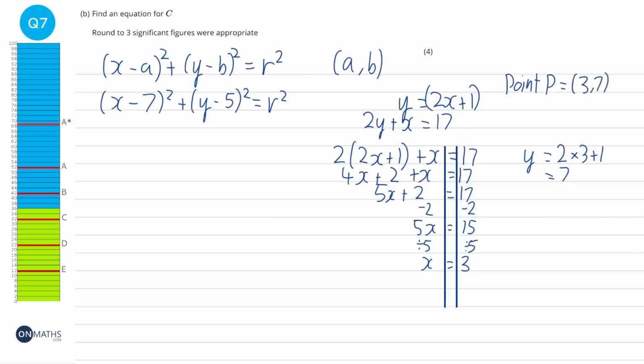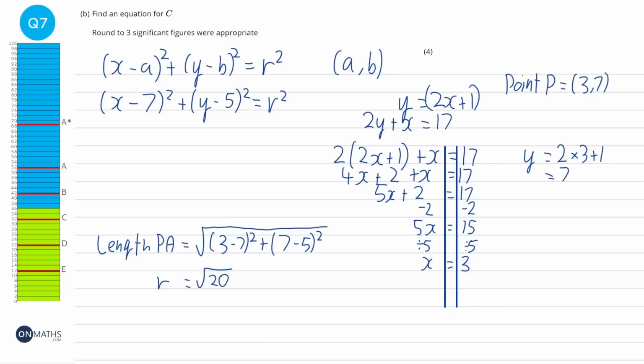Now we're going to use Pythagoras to find out the length PA. So it is going to be the square root of the difference in the x's, which is 3 minus 7 squared, plus the difference in the y's, which is 7 minus 5 squared. And so when you do that, we get root 20. And so we're going to feed that in, because that's basically the radius.